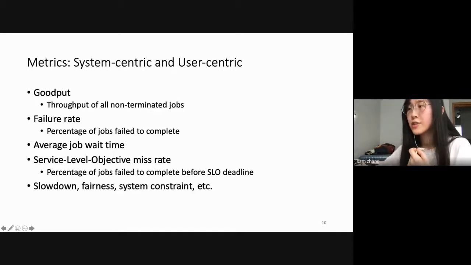And there are other metrics like slowdown, fairness, system constraint, etc. So for the demonstration of the evaluation, we will focus on the goodput in this presentation.